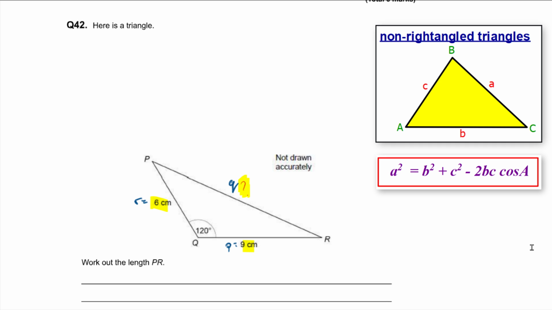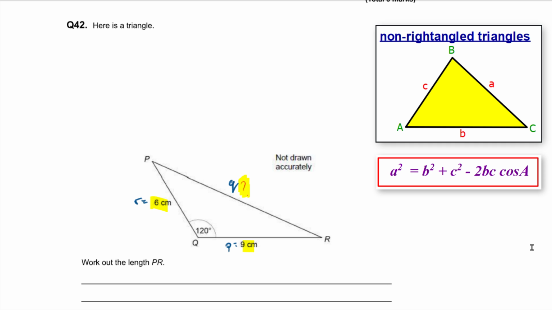Now you need to be able to take your cosine rule in the form that is given on your formula sheet. I think it starts with a squared equals b squared plus c squared minus 2bc cos A, I believe, on the formula sheet. Just doing this off the top of my head. But you need to be able to reformulate that into the form of letters that you've got on your diagram.